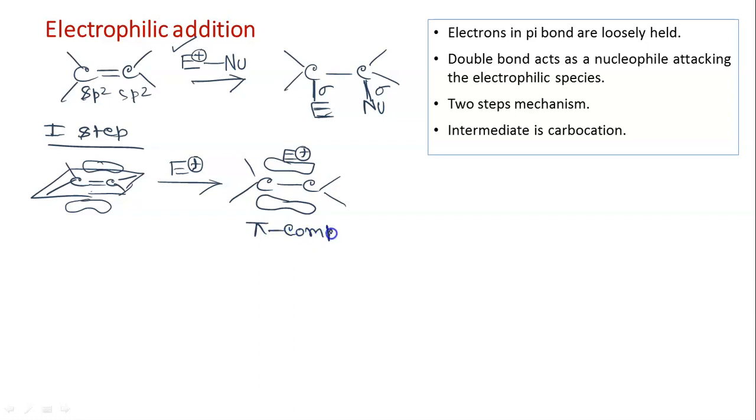Now it is not necessary that a pi complex will be formed. It may be formed in some cases. So this is a pi complex. There is no actual sigma bond formation. There is just interaction between the pi electron cloud and the electrophile. Now in the next step, the actual carbon-electrophile sigma bond will be formed.